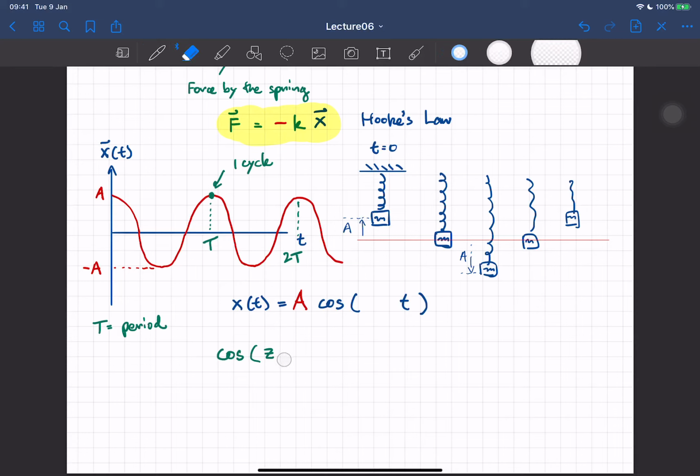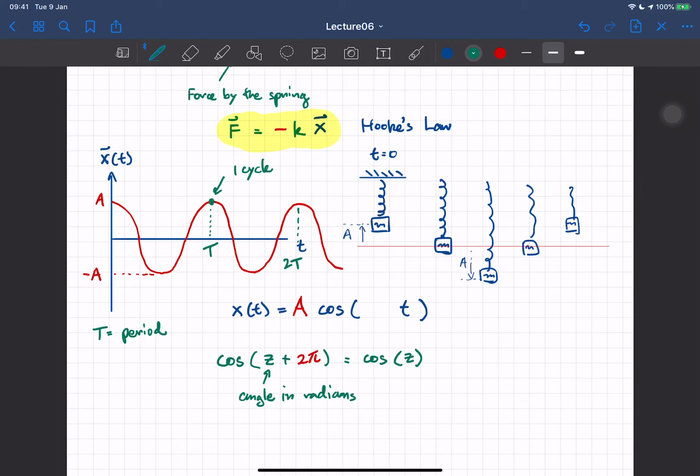So for cosine, if you add another 2 pi to it, like this, it's going to look the same. So if theta is the angle in radians, then if you add 2 pi to your theta, the value is going to be the same. This is the property of what we call a periodic function, because you can add 2 pi and it looks the same. You add another 2 pi, it also looks the same. So if you add another multiple of 2 pi, like 4 pi, 6 pi, or something like that, it also looks the same. Okay, so that's what we have here.